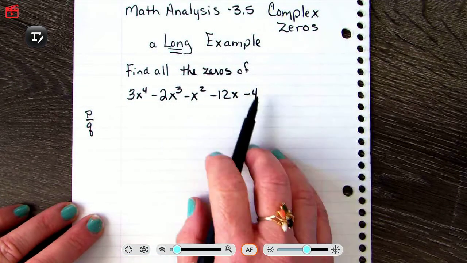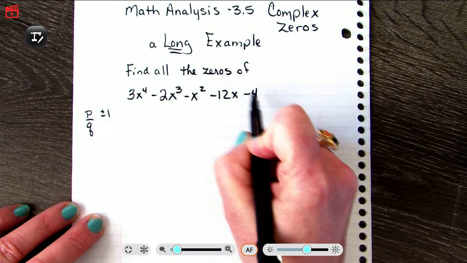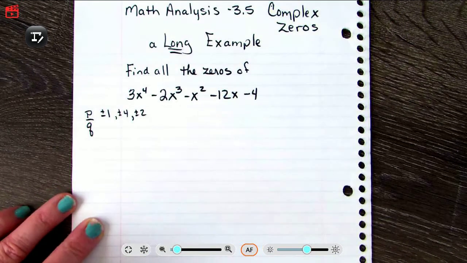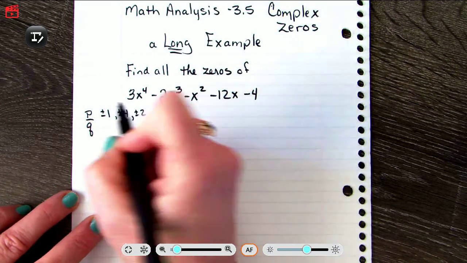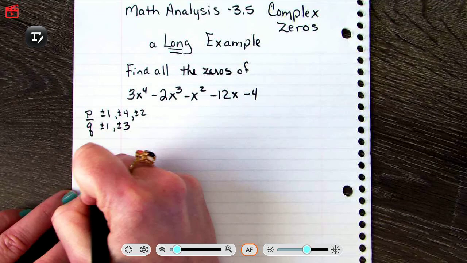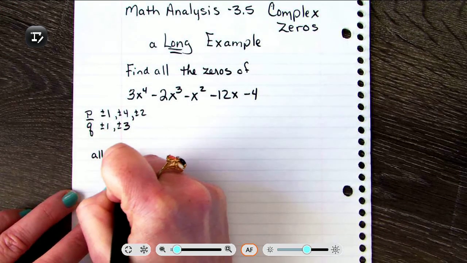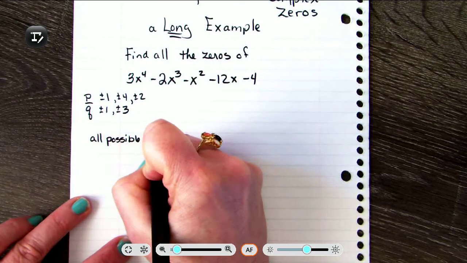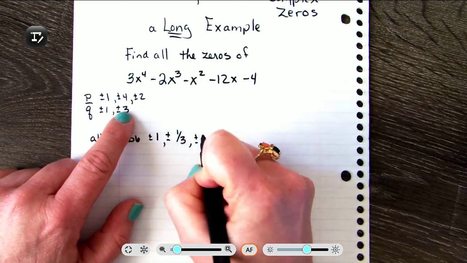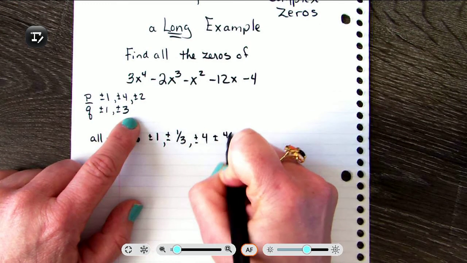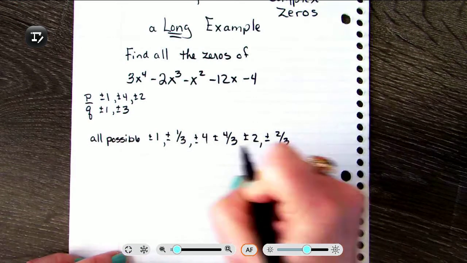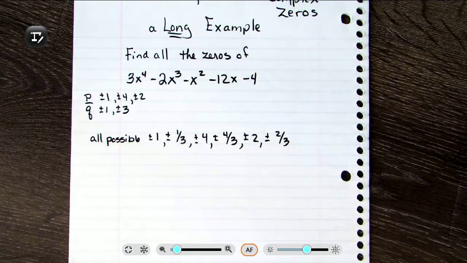I'm going to see that my p is either plus or minus 1, plus or minus 4, or plus or minus 2. My q comes from the 3, so I have plus or minus 1 or plus or minus 3. So all possibles, we're going to have plus or minus 1, plus or minus 1/3, plus or minus 4, plus or minus 4/3, plus or minus 2, and plus or minus 2/3. So we've got lots of possibilities out there.